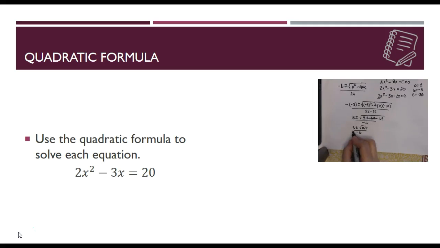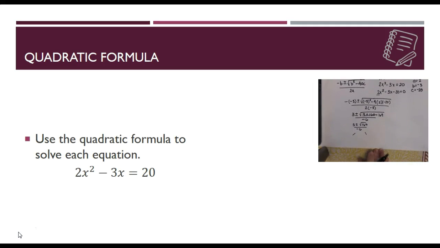So as we work this through, I'm going to split it into 2 parts. So I've got hopefully just enough space here on the bottom. 3 plus the square root of 169, which is 13, over negative 6. And then 3 minus the square root of 169, which is 13, over negative 6. So in solving those two, that gives me 16 over negative 6.